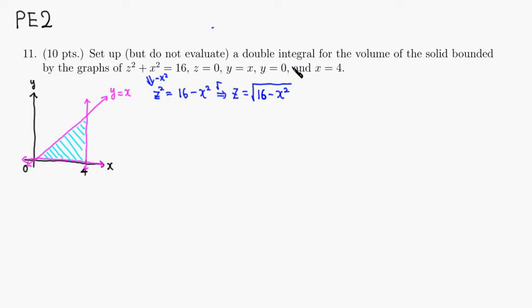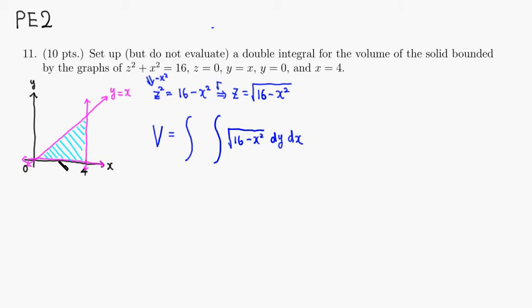Alright, so we can set up an integral this way. The volume V can be found by a double integral. The surface is z equals the square root of 16 minus x squared. I'm going to integrate with respect to y first, then with respect to x. So we're going to fix x, since we're doing the integral with respect to y first.